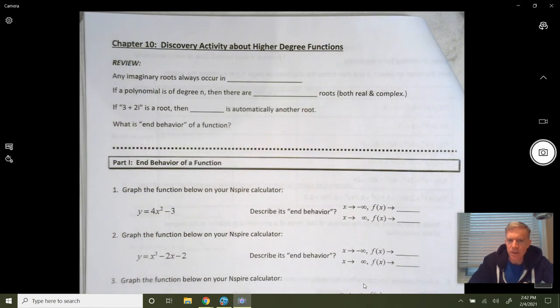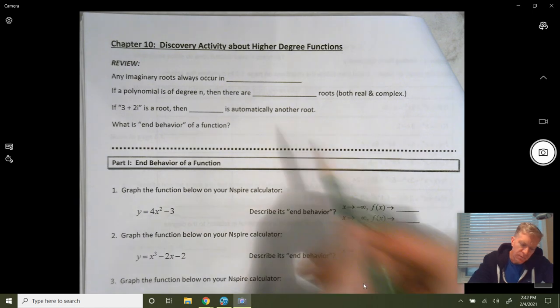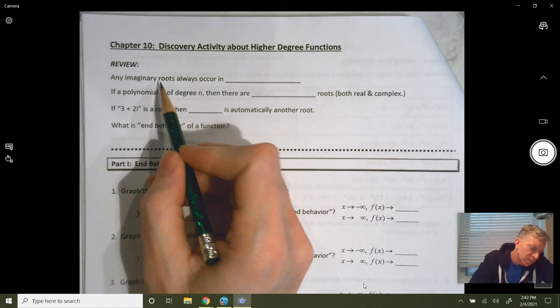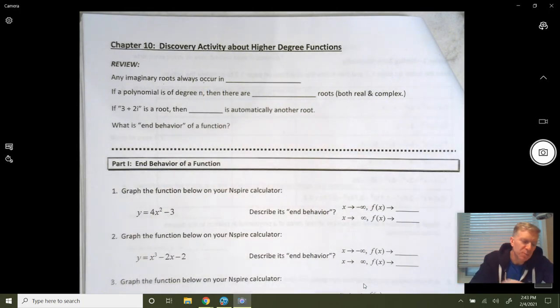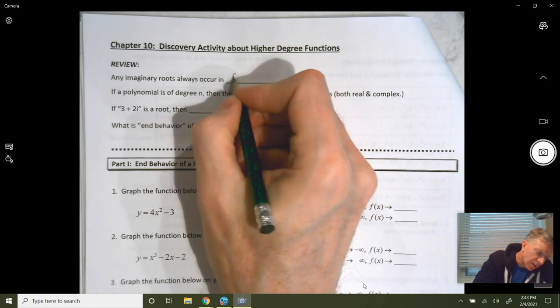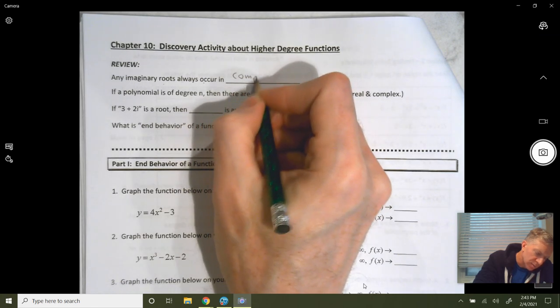So we're going to graph some things and kind of look at end behavior of functions and different behaviors of polynomial functions. Imaginary roots will always occur in pairs, okay? What that means, and not just pairs, but specifically complex conjugate pairs.